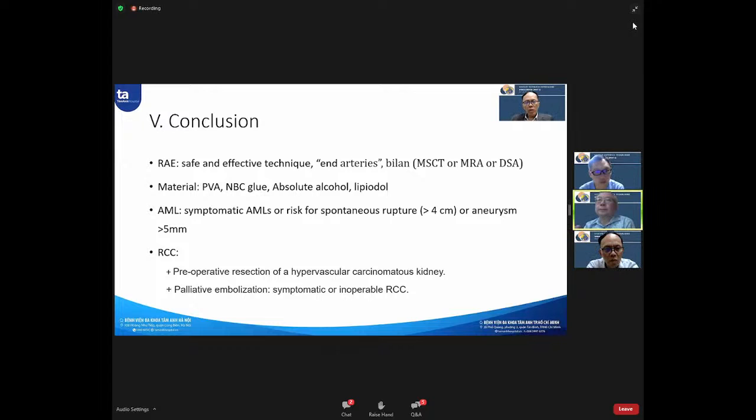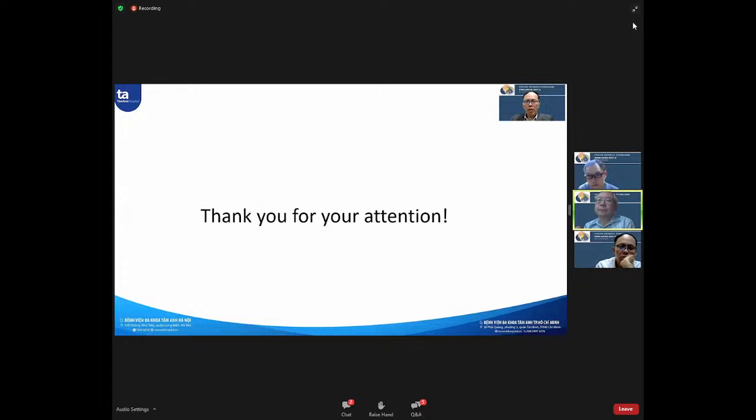Indication for AML: only AML that is symptomatic or has a risk of spontaneous rupture. This means an AML diameter of more than 4 centimeters, or an aneurysm inside the AML with a size of more than 5 millimeters. For RCC there are two main indications: preoperative selection and palliative embolization. Thank you very much.